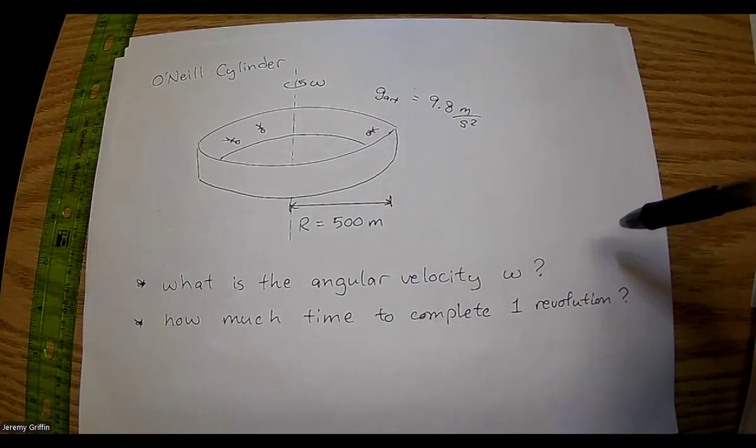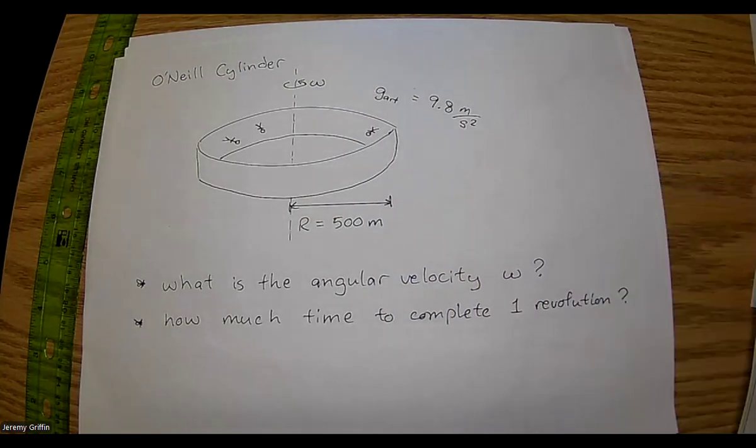And that's my first question. How fast do you have to rotate that whole O'Neill cylinder about that central axis so that everybody walking around on the inside experiences 9.8 meters per second squared? How fast do I have to rotate? Right. Give you guys a minute to solve that.